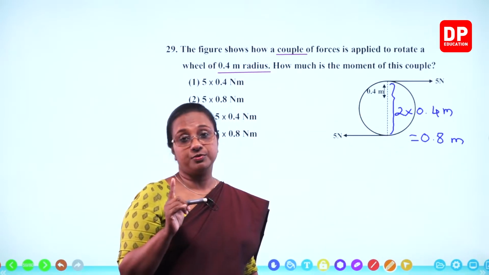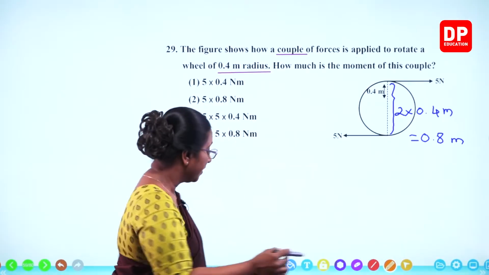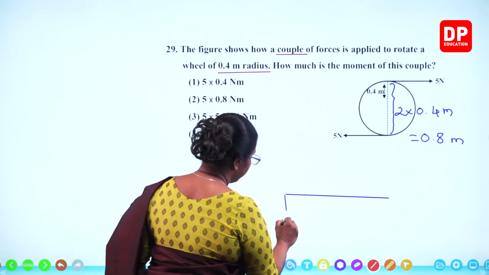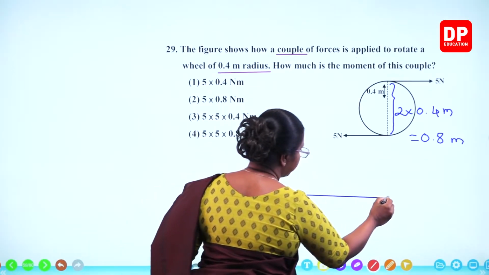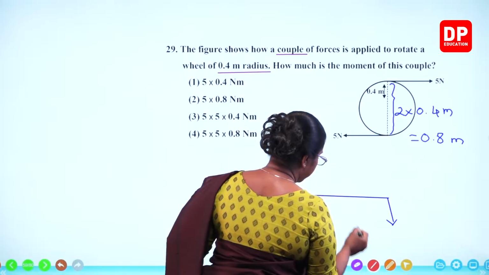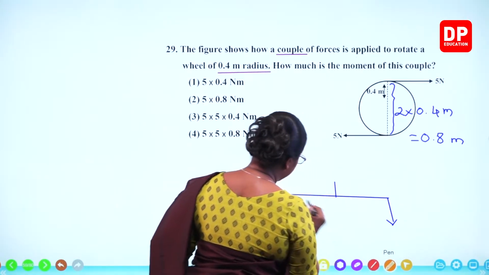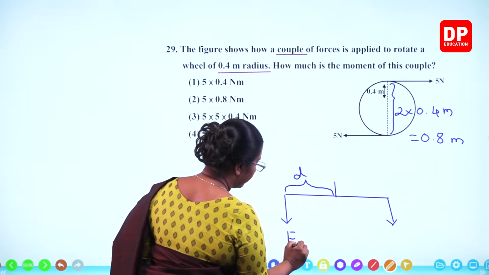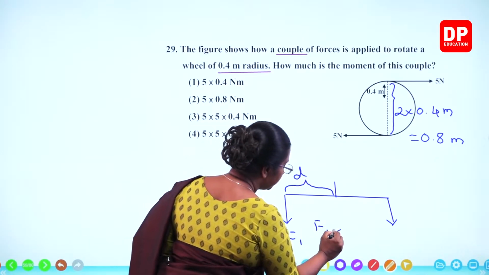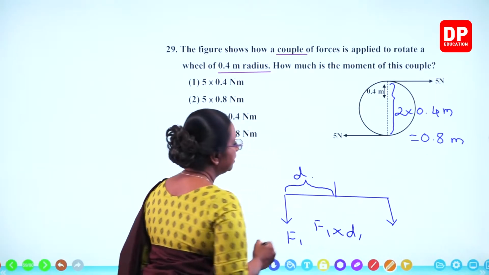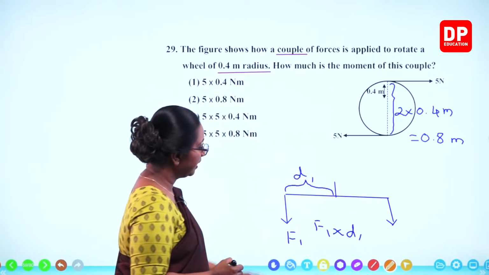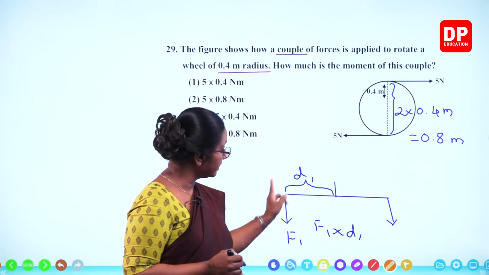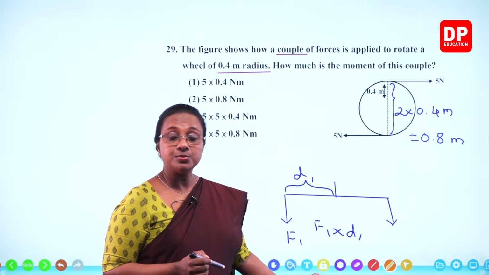Now it is a couple of forces. You all can remember that. Now if we have a structure like this, where you have the moment of force, then what do we do? We take this distance and this force. Here if we take this as D1, F1 into D1 is going to be the moment of force. That is this direction, anti-clockwise moment of force.